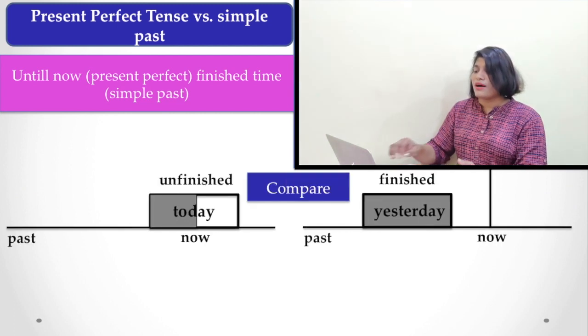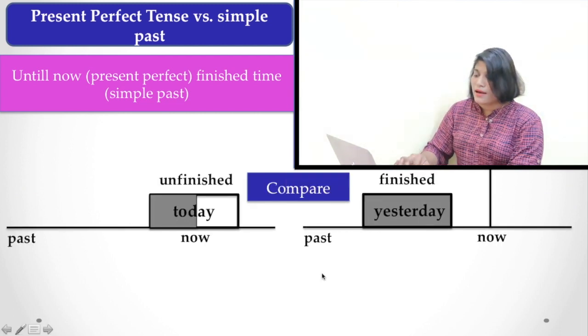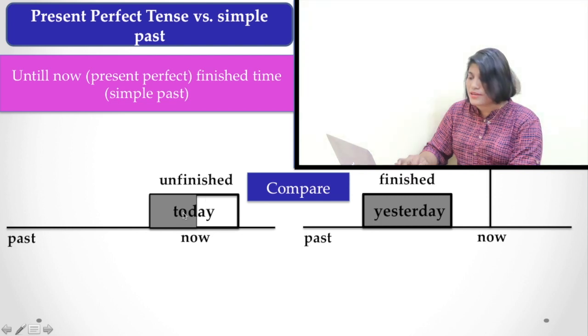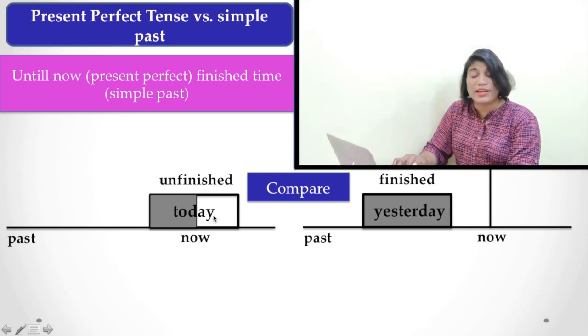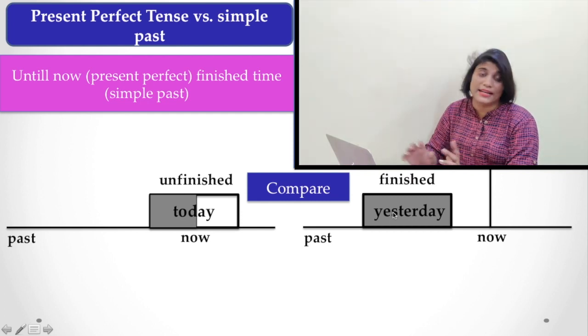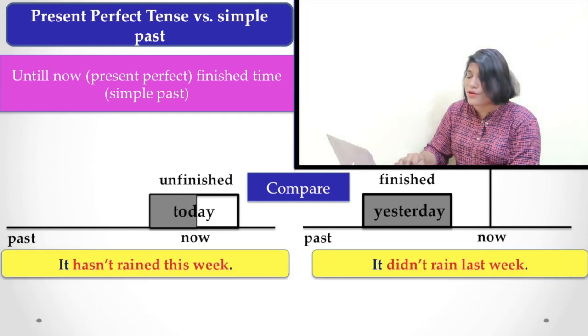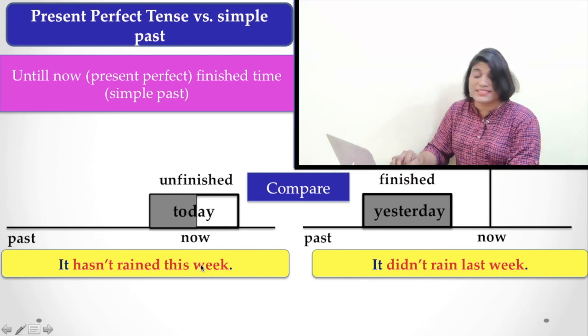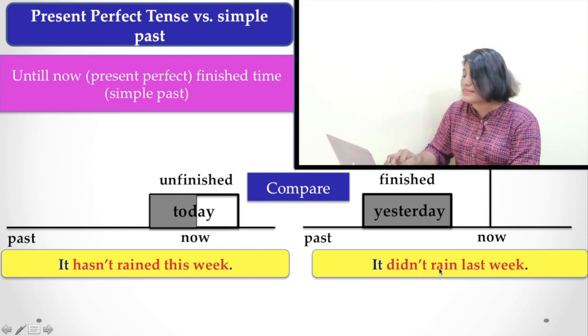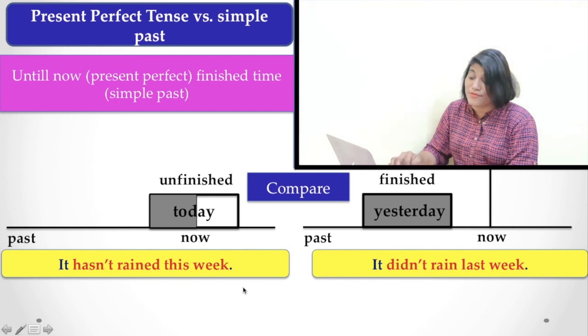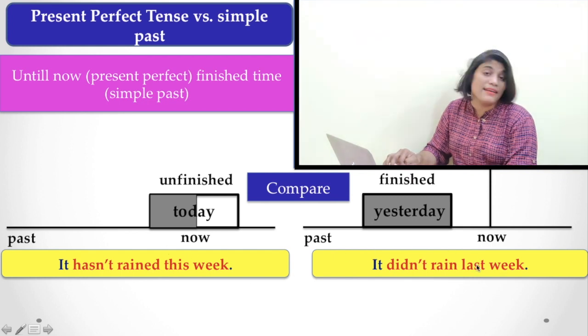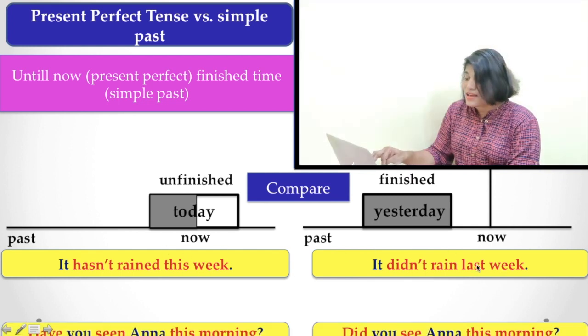Here are more differences, here you find there is a structure for you. Here, unfinished: today, an unfinished action, that is today, past and now. You find that something is remaining. I am talking about until now, and yesterday, that is a finished action. And here are more examples for you. It hasn't rained this week and it didn't rain last week. You find that this week and last week, this is the difference.